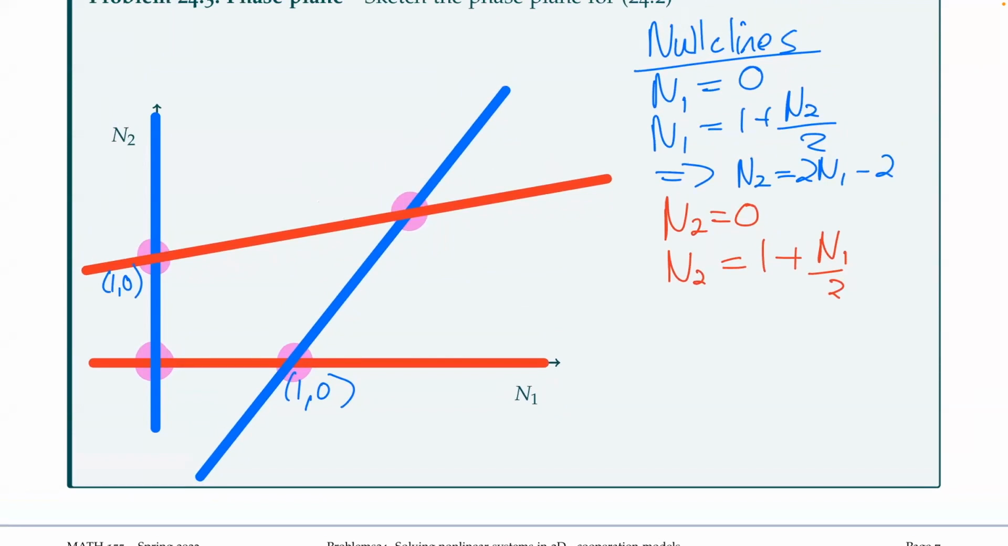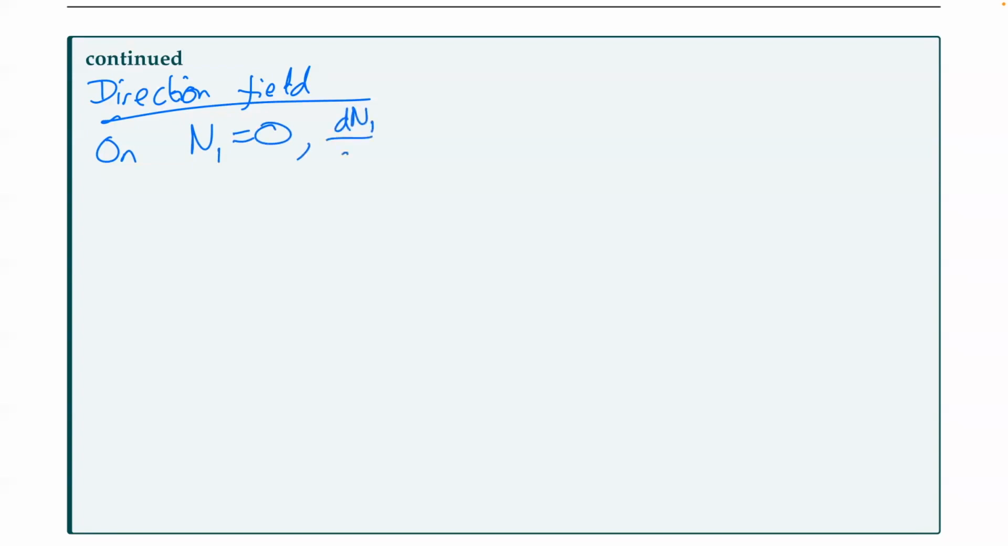Okay, so I've got my core equilibria here. What do we know about the direction field? We don't know our direction field, so let's work that out. So here, I'm going to focus on what's going on the axes, on n1 is equal to 0. We know by definition that dn1 dt is equal to 0. What is going on with dn2 dt?